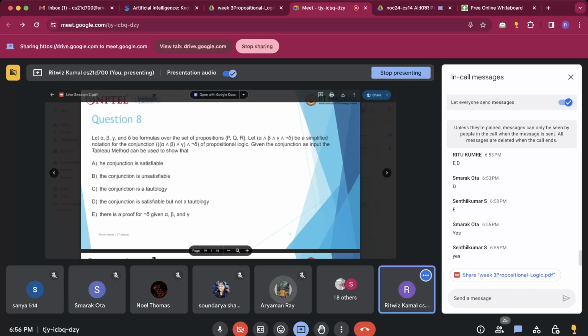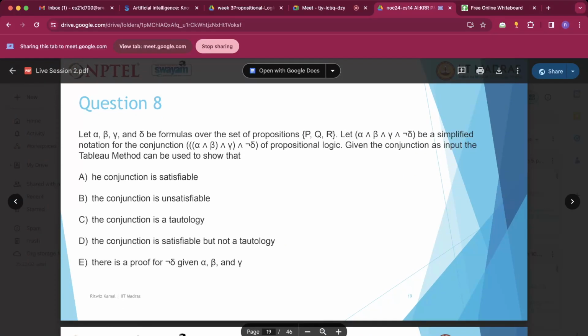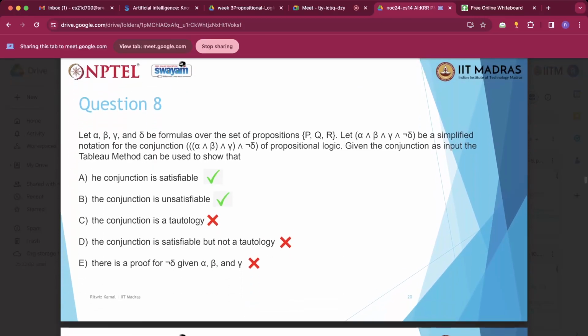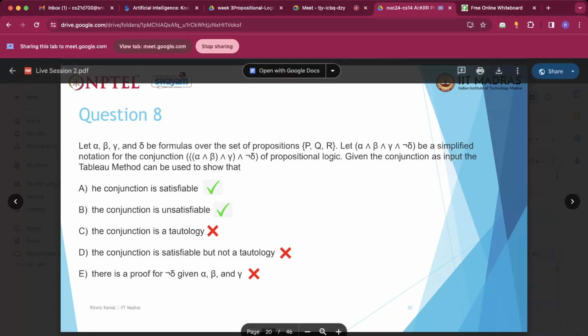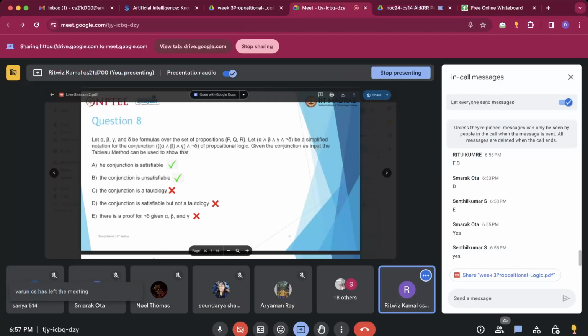Yeah. So the basic point that this question is trying to convey is that using the tabular method, you can easily say whether something is satisfiable or unsatisfiable. To arrive at whether something is a tautology or not, you have to go one step ahead. So the two correct options in this case would be that the conjunction is satisfiable or the conjunction is unsatisfiable. We will not be able to say whether the conjunction is a tautology just using the tabular method. We have to finish the tabular method and go one step ahead to prove that it is a tautology. It's just a small nuance to this question. That's what this question is trying to convey. Is that clear?